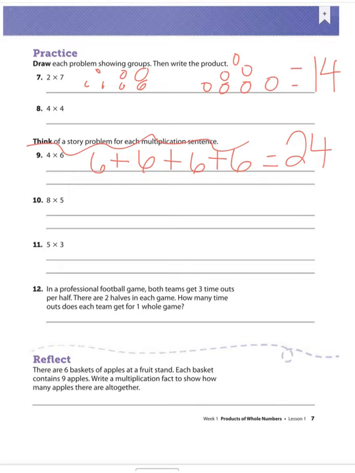And then on number 11, 5 times 3, I'm going to do 3 groups of 5. So 1, 2, 3, 4, 5. 1, 2, 3, 4, 5. 1, 2, 3, 4, 5. And now I'm going to count them up. 1 through 15, because 5 times 3 equals 15. You could also have counted by 5s. 5, 10, 15.